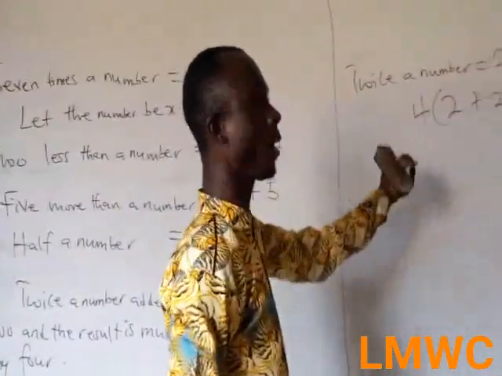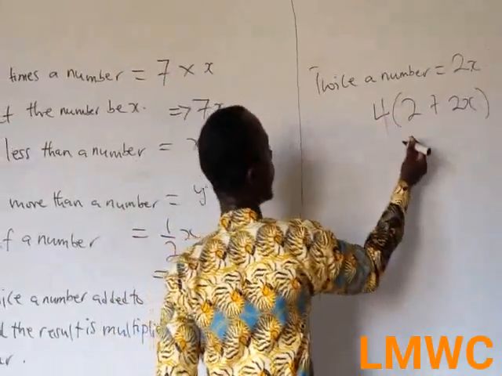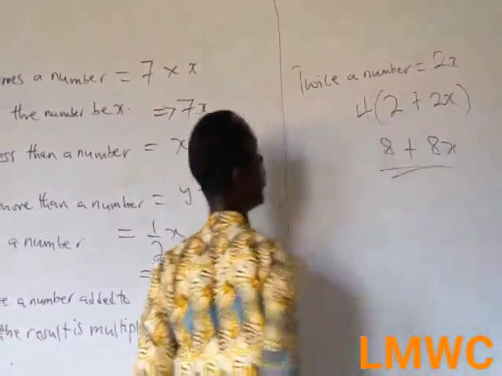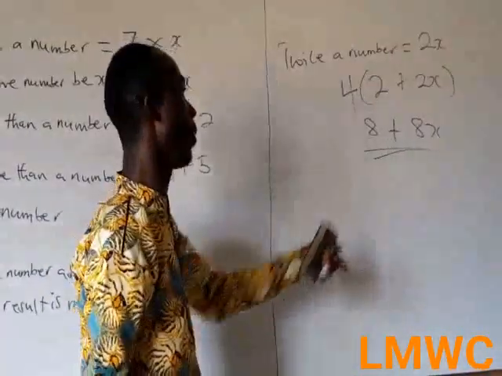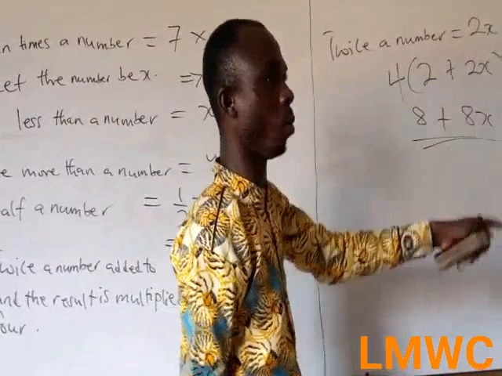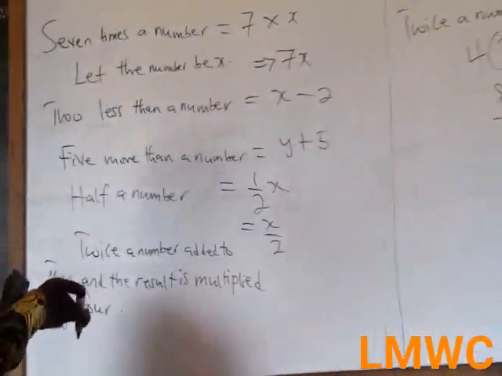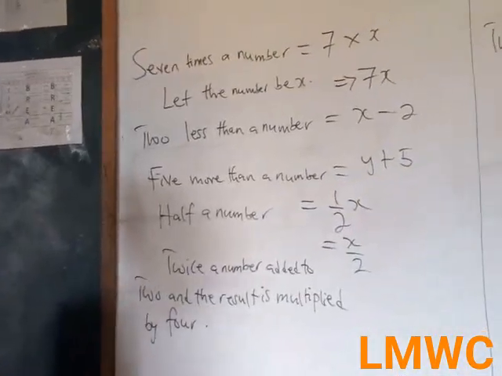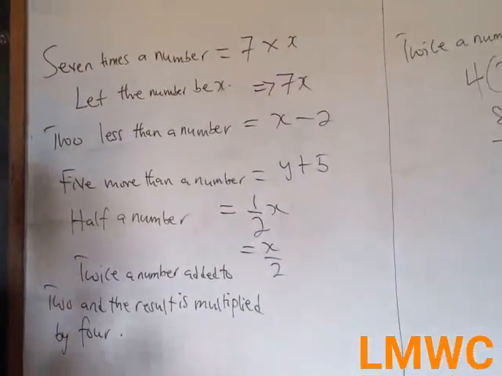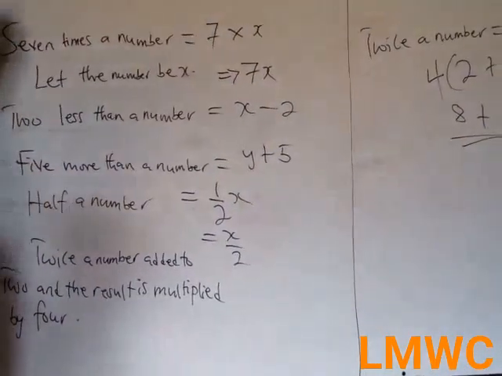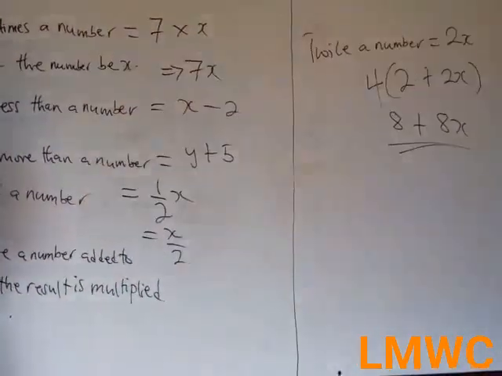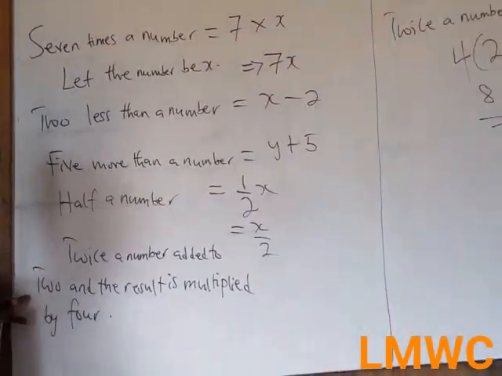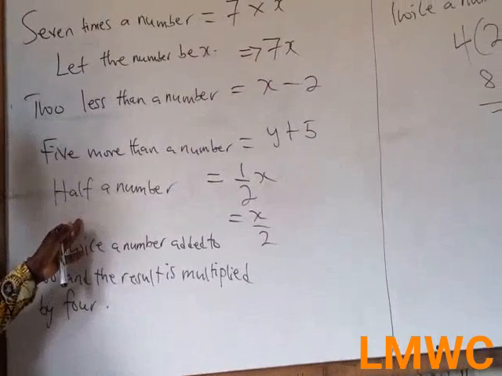So you can simplify this. 4 times 2 is 8. 4 times 2x is 8x. You see, I'm getting an algebraic expression. This time, I have my number and variable. So they can give you certain statements to form algebraic expressions. Take note. For you to appreciate algebraic expression, you should note this, because it's very, very important if you don't know how to write expressions for these statements.